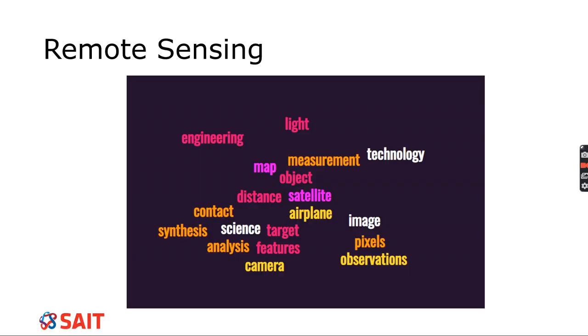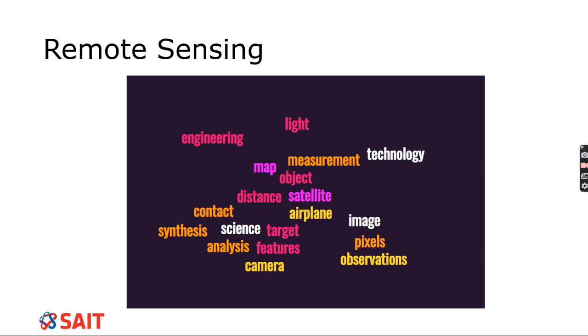I did a little word cloud here with remote sensing because usually I like to pull from you what you really think remote sensing is. And some of the more common words, I've put them here in this word cloud, but there is an actual formal definition of remote sensing. My definition of remote sensing is that it is the art, technology, and science of observing, measuring, analyzing, and synthesizing data from a distance with respect to a target or with respect to a feature.